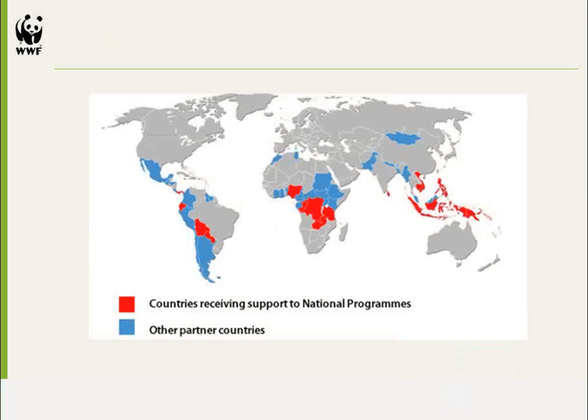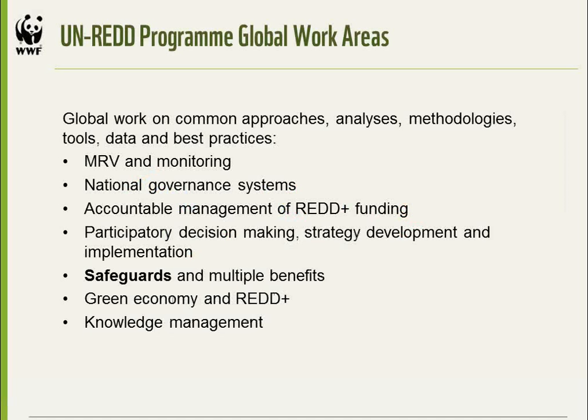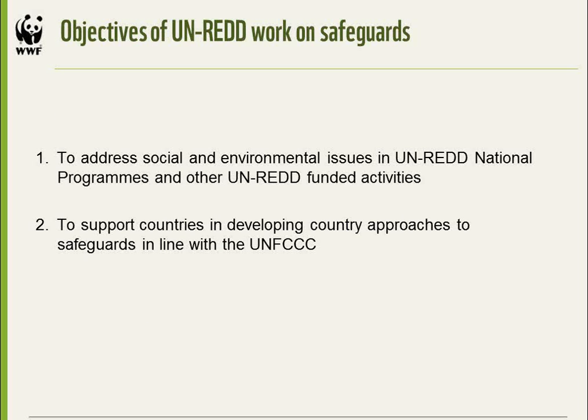It provides support in two main ways. First, through national level support to 48 partner countries, which are visible on the next slide. You can see them there. A total of 17 countries are receiving direct support to implementation of national programs for REDD+, and other partner countries, the ones in blue, may apply for targeted support to assist them with smaller specific REDD+ readiness needs. The UN-REDD program also provides support through a global program of work on common approaches and analyses on issues such as MRV and monitoring, national government systems, and importantly, safeguards and multiple benefits.